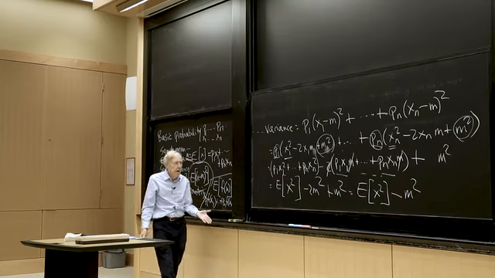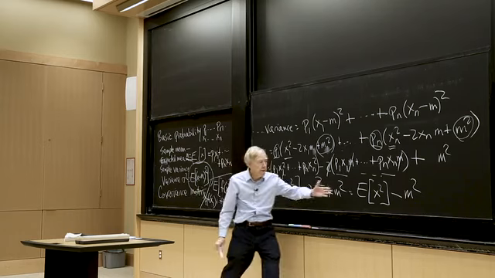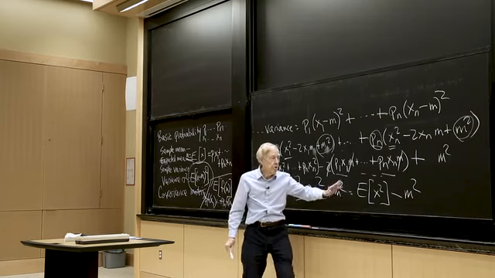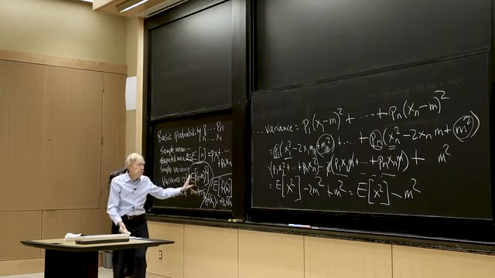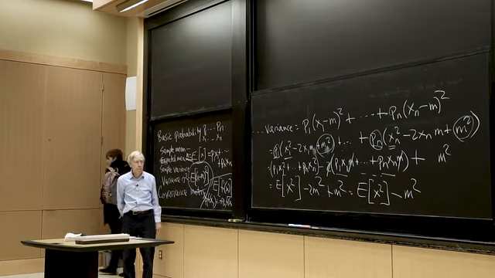So if you happen to have a handy way to compute the expected value of x squared, you would just subtract m squared and you'd have the same as this. Yeah, it's just algebra.